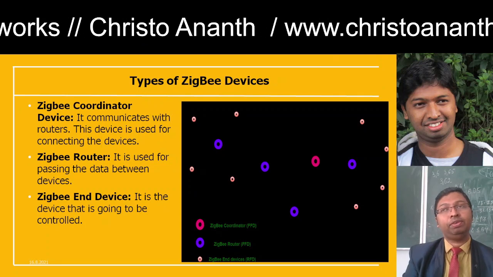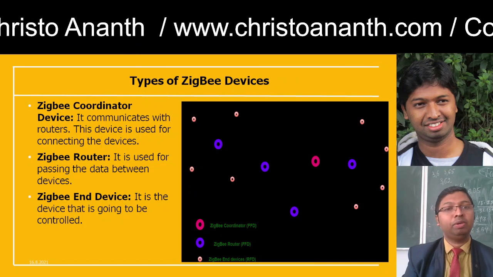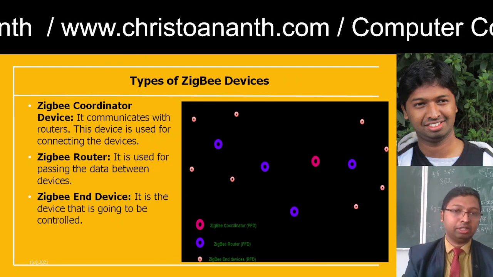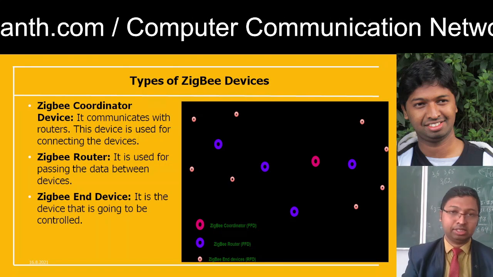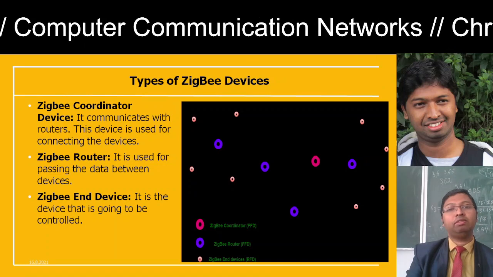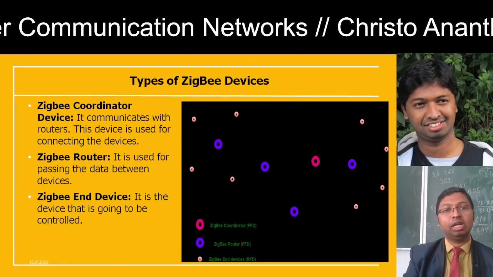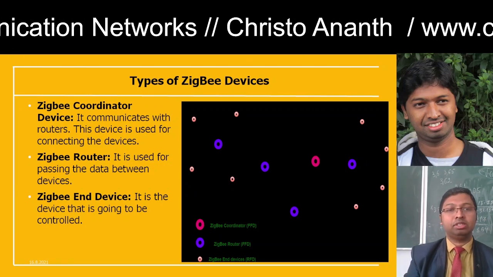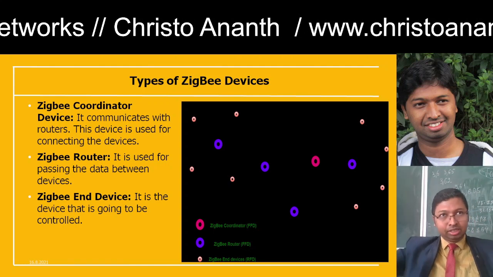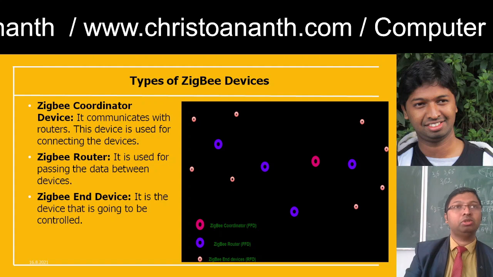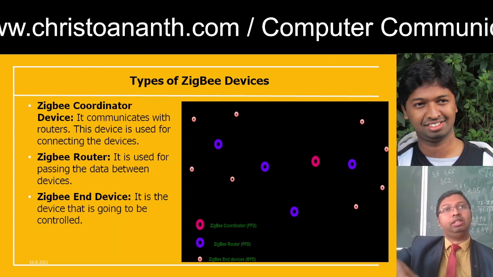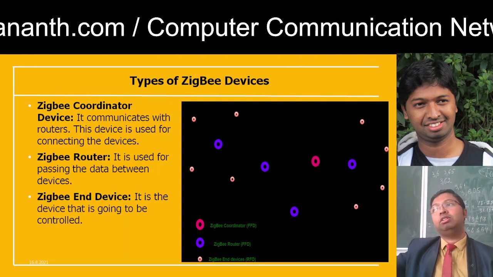There are different types of Zigbee devices. We'll have the Zigbee coordinator device, the Zigbee router, and then the Zigbee end device. The Zigbee coordinator device communicates with the routers, and you can connect the devices also. The coordinator is just connecting, like a leader. And the router passes the data across the devices.